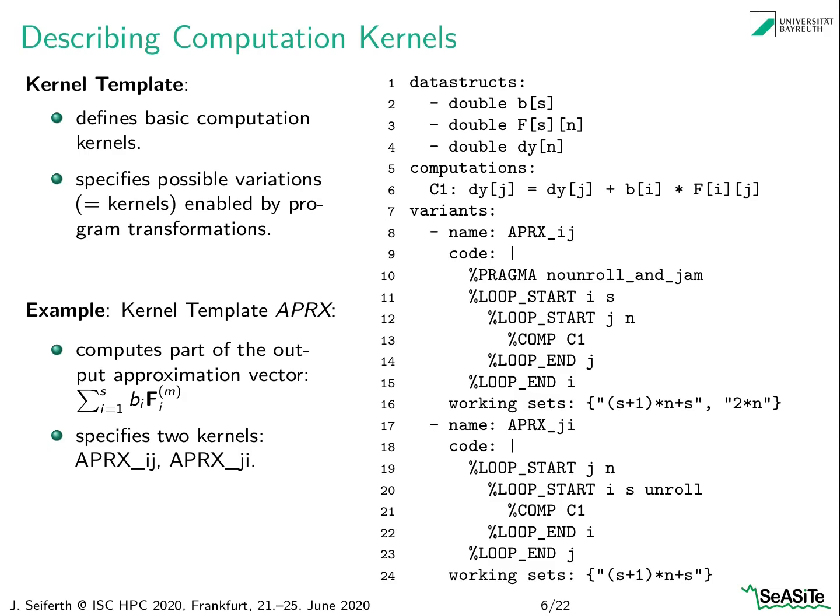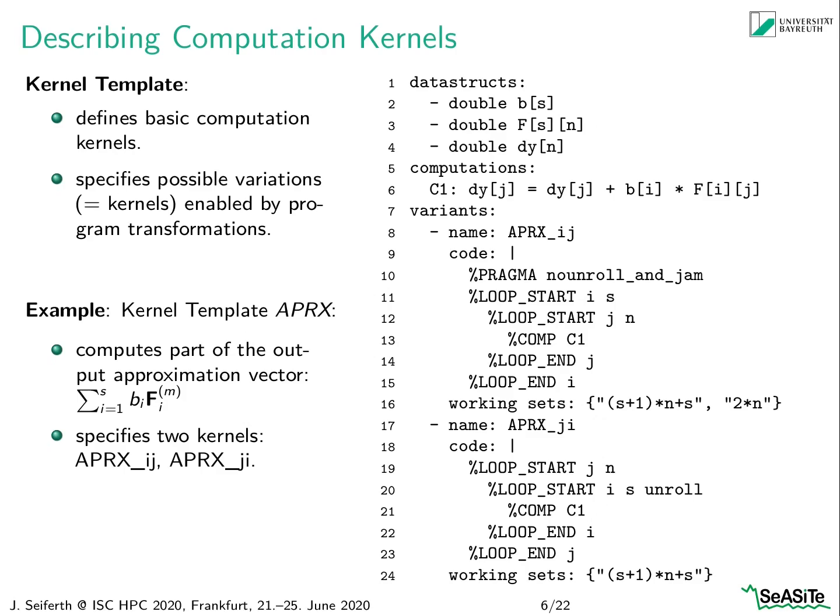The YAML format is tripartite. The computations entry describes the computations covered by the kernel template. Each computation has a unique identifier and covers a single line of code. Here, computation C1 covers the summation of products b_i times f_ij. The used data structs have to be defined in the data structs entry.